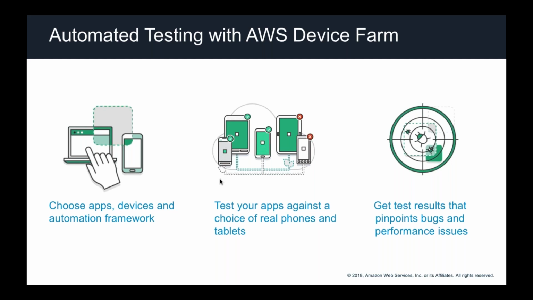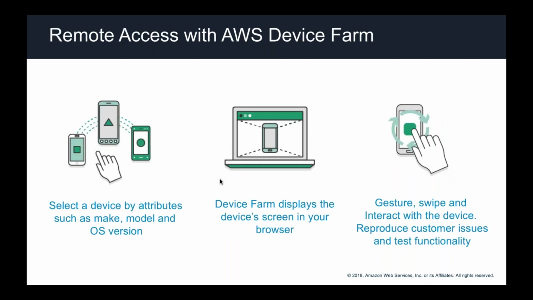Because the testing can be automated, you can integrate this directly with your development workflow, which really just helps you automate that whole process. But as I mentioned before, you can use the remote access functionality within Device Farm to do things like gesture, swipe, and interact with devices directly in real time, straight from your browser. So all you really have to do is select different device attributes that you want to use, such as the make, model, and OS version, and then test out your app in real time straight away.